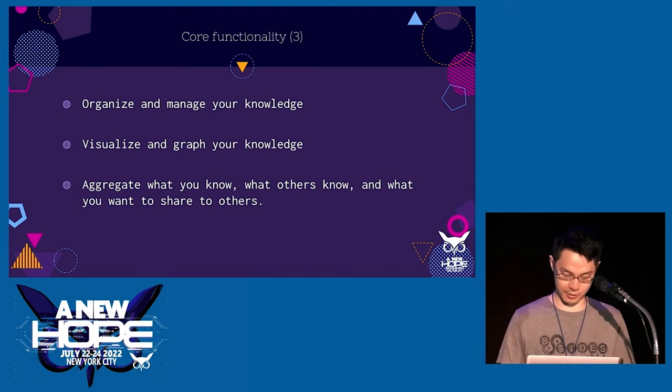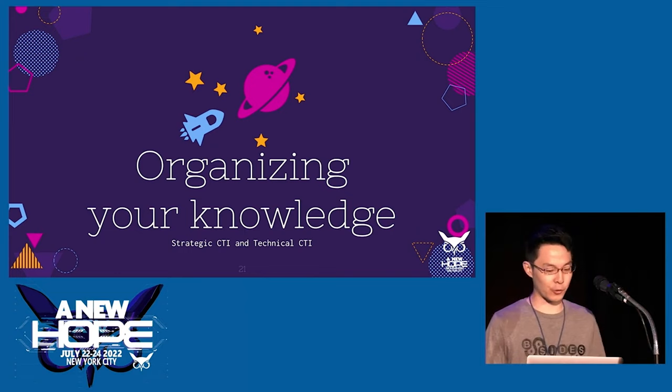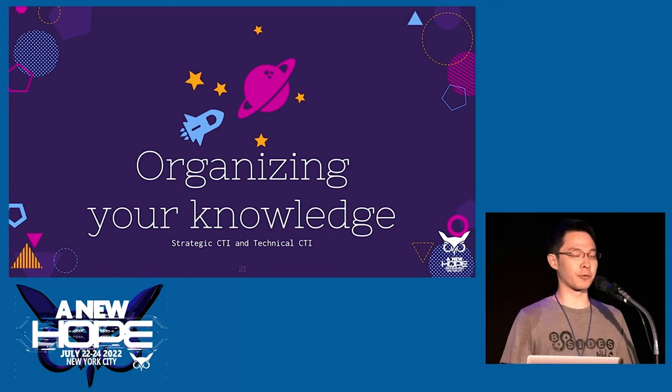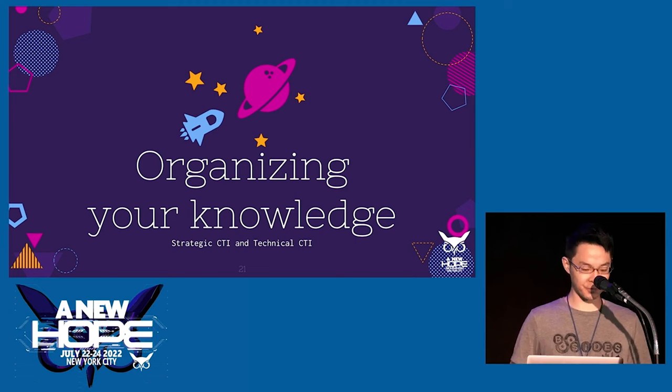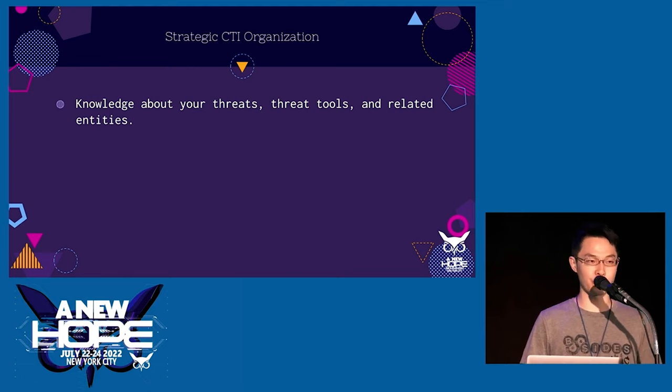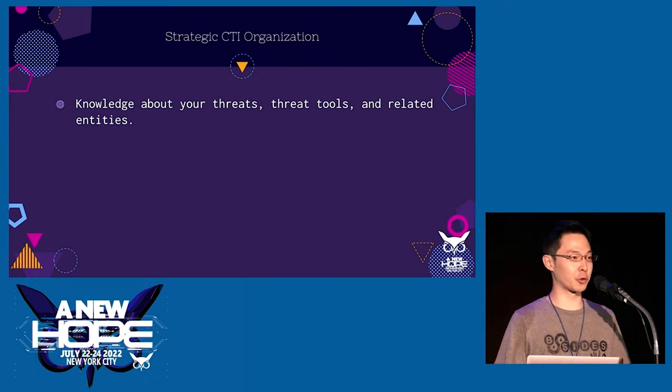So we'll talk about the first core functionality, which is organizing your knowledge. CTI, for cyber threat intelligence, you can say that you can break it down into two components, two schools of thought, essentially. Strategic versus technical, where for strategic CTI, it's mainly about knowledge about your threats, the threat tools that your threats use, and related entities that are targeted by your threat actors.